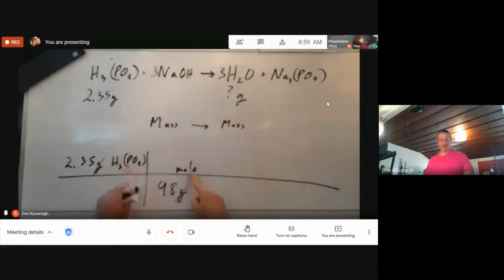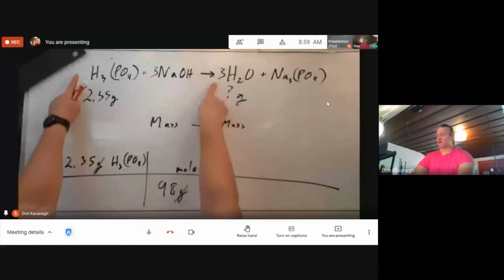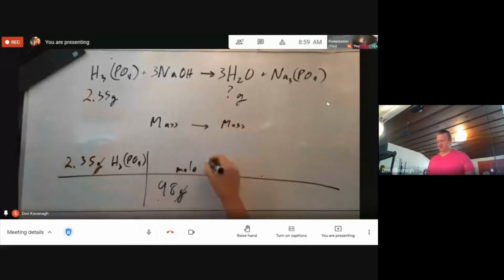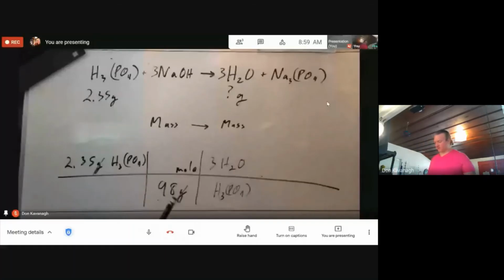Now, whatever this number is, we know that the ratio is a 1-to-3 ratio. For every mole of phosphoric acid will produce 3 moles of water, H2O. We can represent that in our scaffold by putting down those 3 facts to make a word cancel. So now looking at our scaffold, if we calculate all this, we would get moles of water.